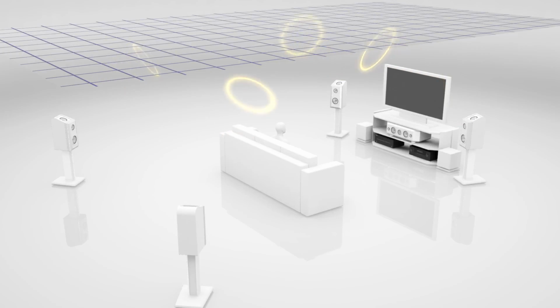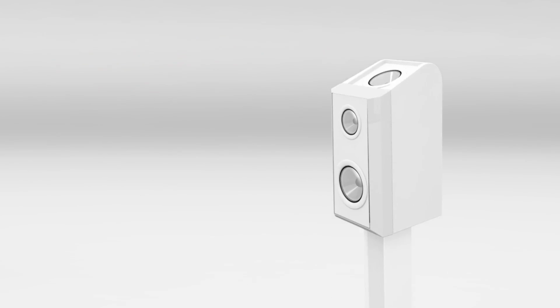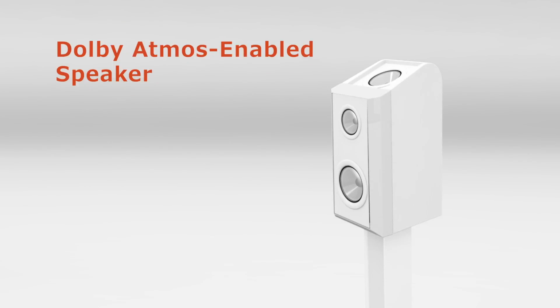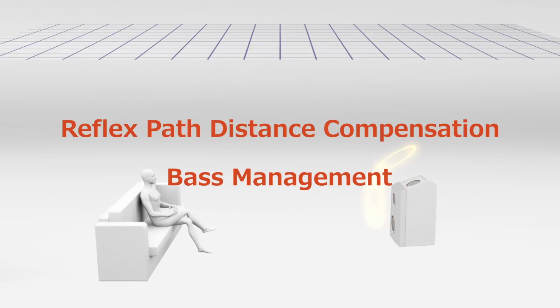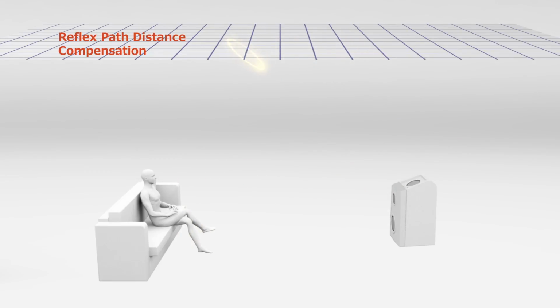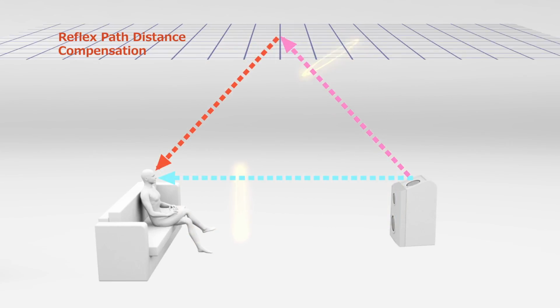And even if you plan to use Dolby Atmos enabled speakers, with MCACC Pro, you won't lose the Dolby Atmos appeal. There are two key factors: precise distance measurement and bass management. With a typical sound field correction, small errors occur between the measurement of the linear distance from a Dolby Atmos enabled speaker and the distance of the actual reflected sound.